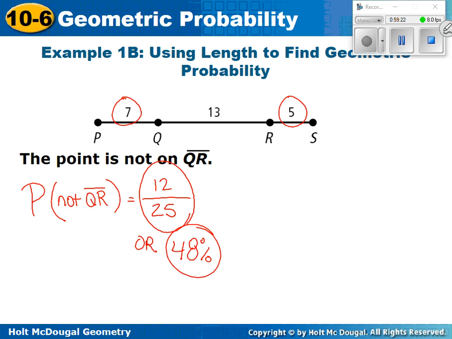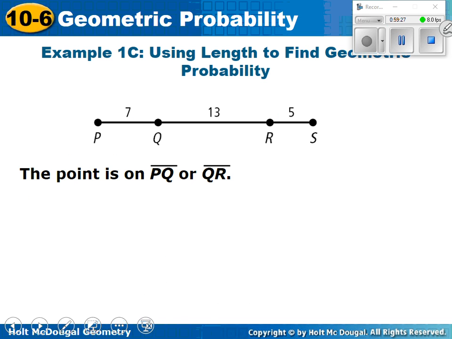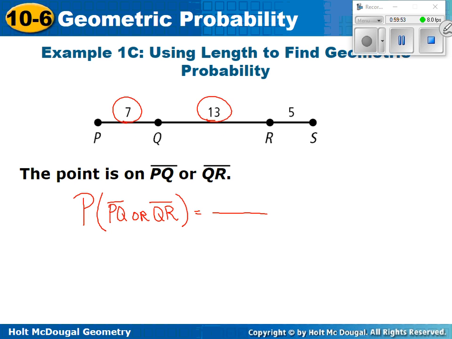Okay, we need to do one more because I don't want this to mess you up when they use this word. So try this next one. Find the probability the point is on PQ or QR. PQ or QR. So that means in our parentheses we're going to have PQ or QR. So what would be our total event? 20, because it means we're finding the points either on PQ or it's also on QR. So the total possible distance would be 20. So we're going to add those together. Does that make sense?